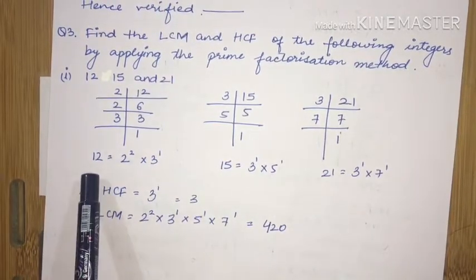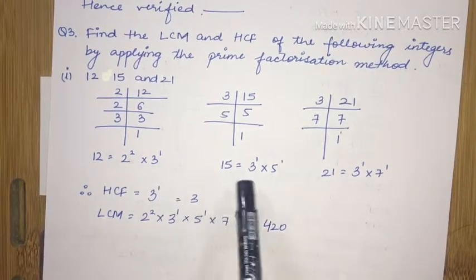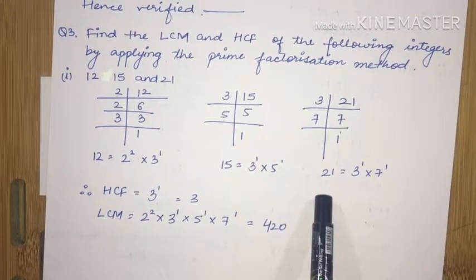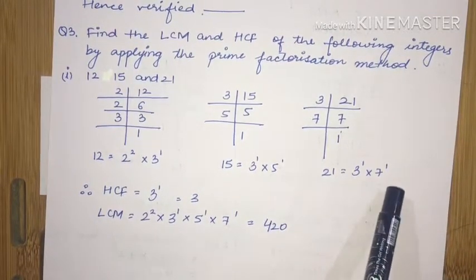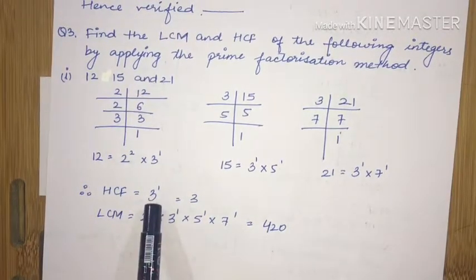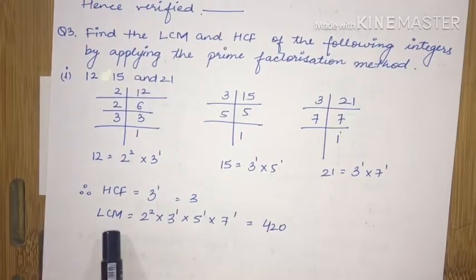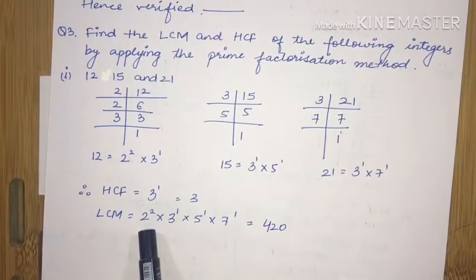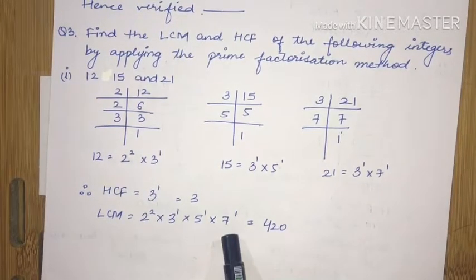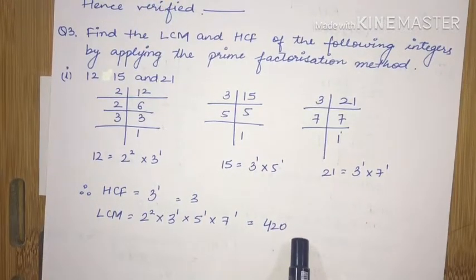As you can see, 12 is 2 raised to the power 2 into 3 raised to the power 1. 15 is 3 raised to the power 1 into 5 raised to the power 1. 21 is 3 raised to the power 1 into 7 raised to the power 1. So HCF is 3 raised to the power 1, which is the highest common factor in all these three, and LCM is 2 raised to the power 2 into 3 raised to the power 1 into 5 raised to the power 1 into 7 raised to the power 1, which is equal to 420.